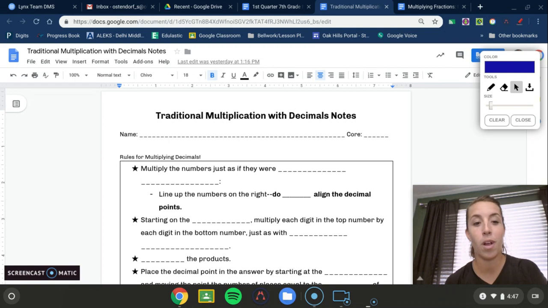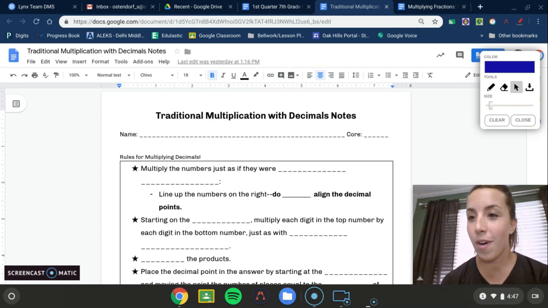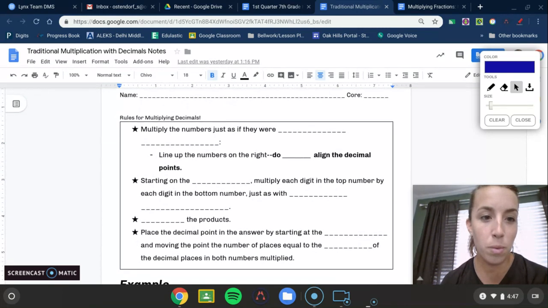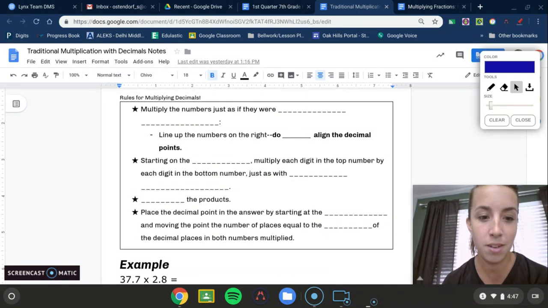Okay, so you can follow along. Remember, again, you can pause at any time if you need to catch up, or if you have any questions at all during the video, you can pause the video and ask a teacher as well. Okay, so let's go ahead and get started. You should have picked up your traditional multiplication with decimals notes in class today, and we will go ahead and scroll down here to get the first part of the notes.